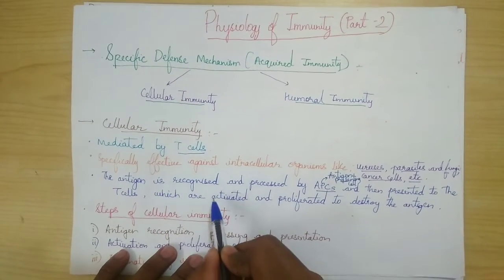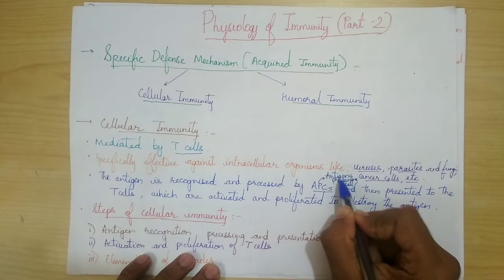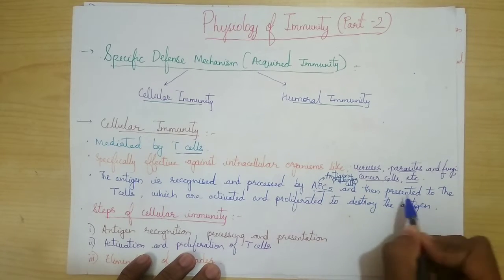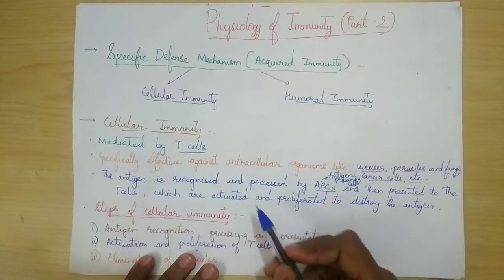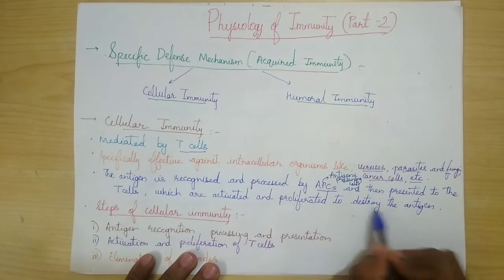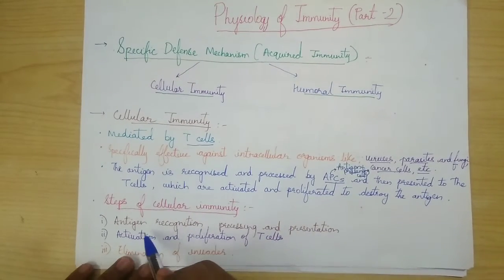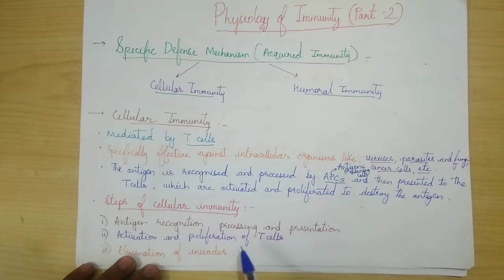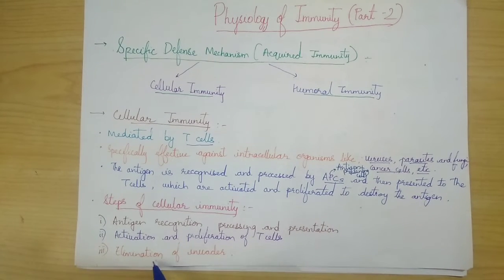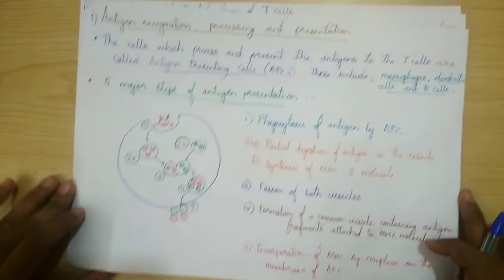The antigen is recognized and processed by the APCs, which are antigen presenting cells, and then presented to the T cells through the receptors, which are activated and proliferated to destroy the antigens. The steps of cellular immunity are antigen recognition, processing and presentation, activation and proliferation of T cells, and elimination of the invader. So let's talk about the steps one by one.